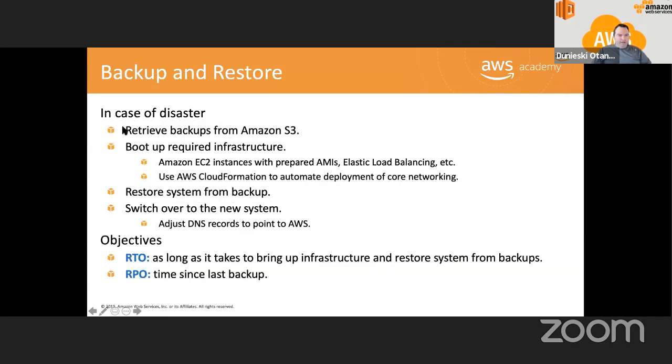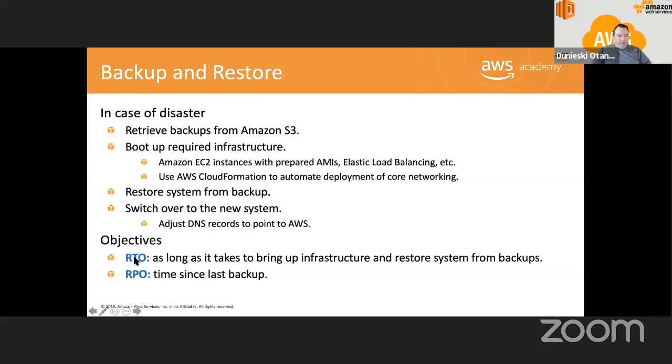You can restore the system from backup, right? Once you have the backups from Amazon S3, you can restore that, switch over to the new system, and adjust the DNS records in Route 53, right? Because remember that when you switch to another site, it's going to have a different DNS. In other words, it's going to have a different IP address. So you have to work on that, and it will point to AWS.